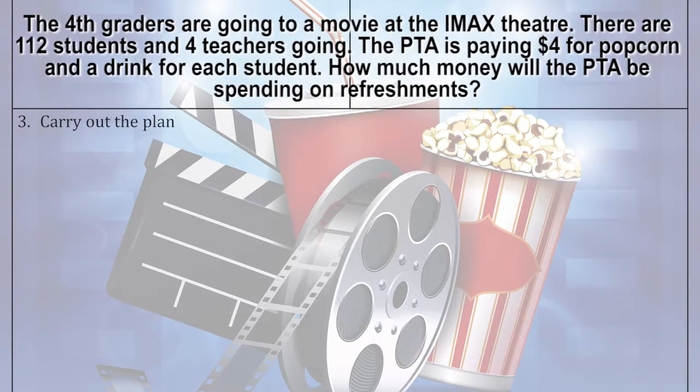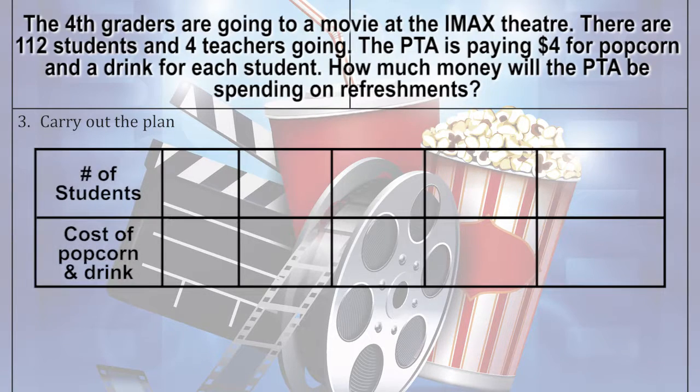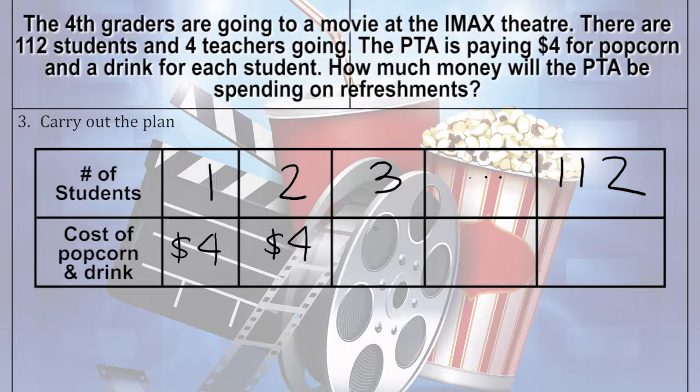Step 3. Carry out the plan. We will create a bar model. We know the PTA is paying $4 for each student. So the first student will cost $4. The second student will also cost $4. The third student will cost $4. And so on until all 112 students are paid for. The equation will be 112 times 4 equals something.